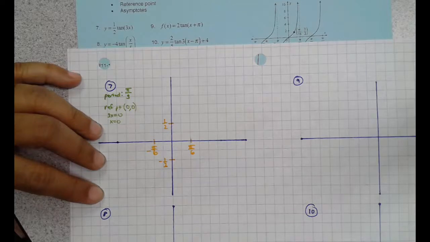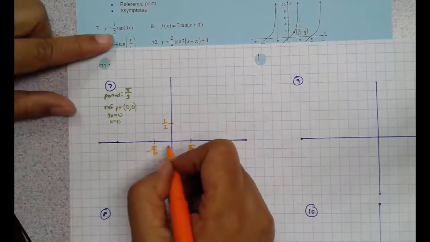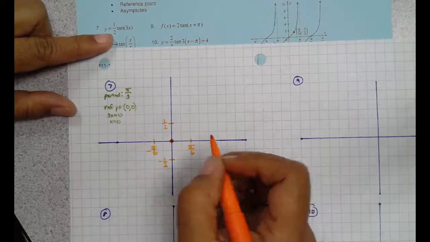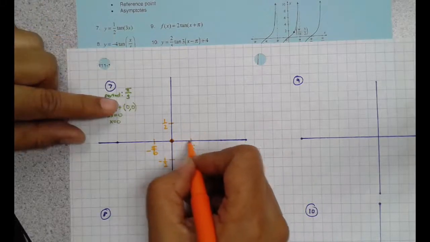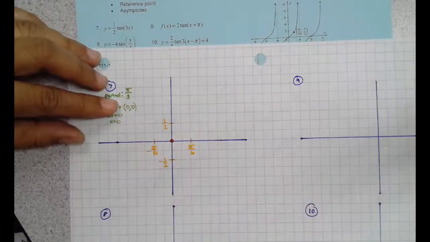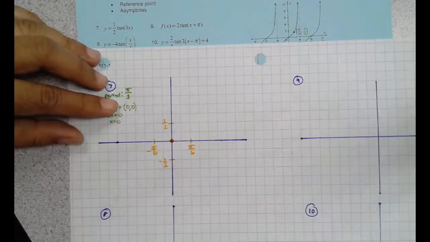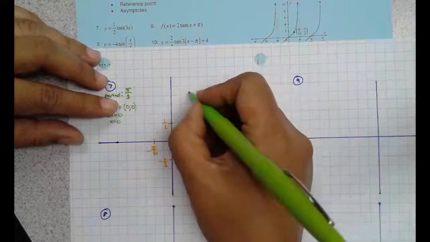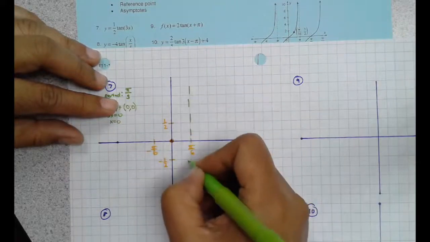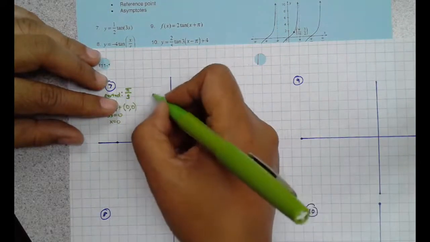So I'm going to start at 0, 0. And then half of pi over 3 is pi over 6, and that's going to get me my asymptote here. Actually, let me draw this out with the green. My asymptote will be at pi over 6 and at negative pi over 6.